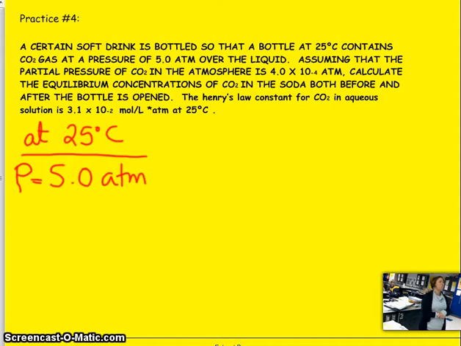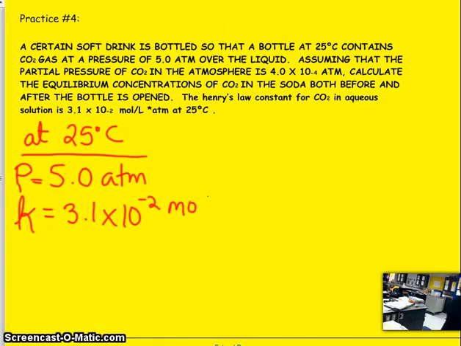Assuming the partial pressure of carbon dioxide in the atmosphere is 4 times 10 to the negative 4 atm, calculate the equilibrium concentrations of CO2 in the soda before and after the bottle is opened. The Henry's Law constant for CO2 in aqueous solution is 3.1 times 10 to the negative 2 moles per liter atmosphere. So this is the constant for CO2. This is the pressure when you bottle it.